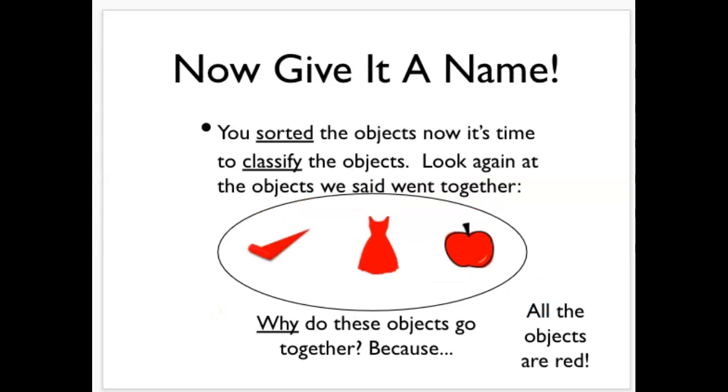Now let's give this group a name. So I sorted the objects, and now it's time to classify them. Why do these belong together? Because they are all red. So I might call this a group of things that are red.